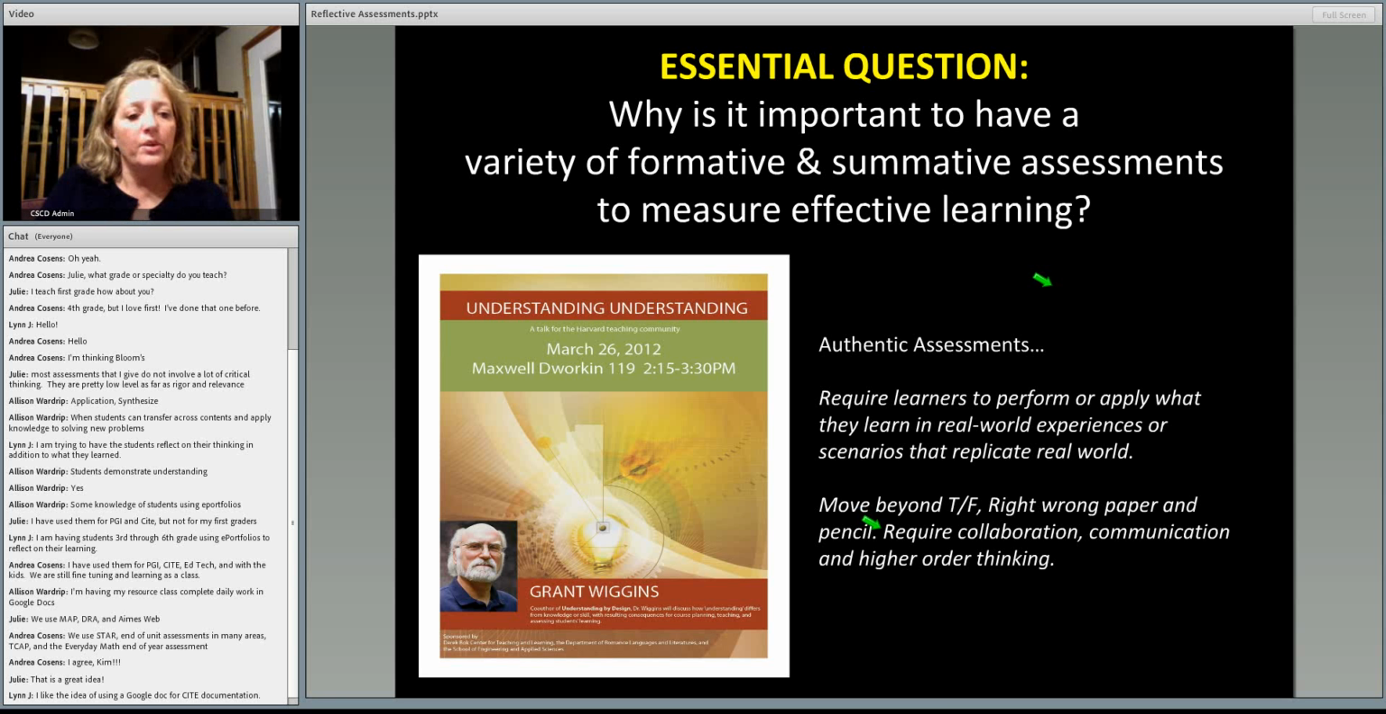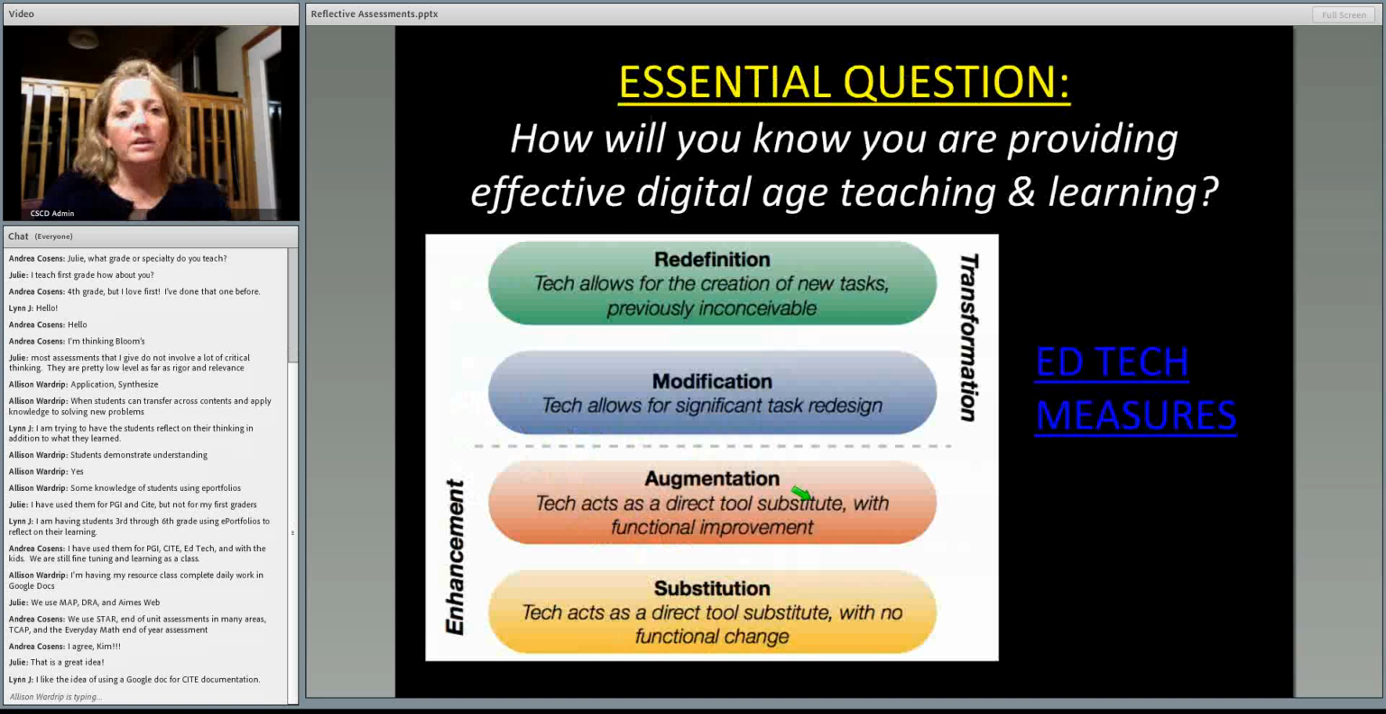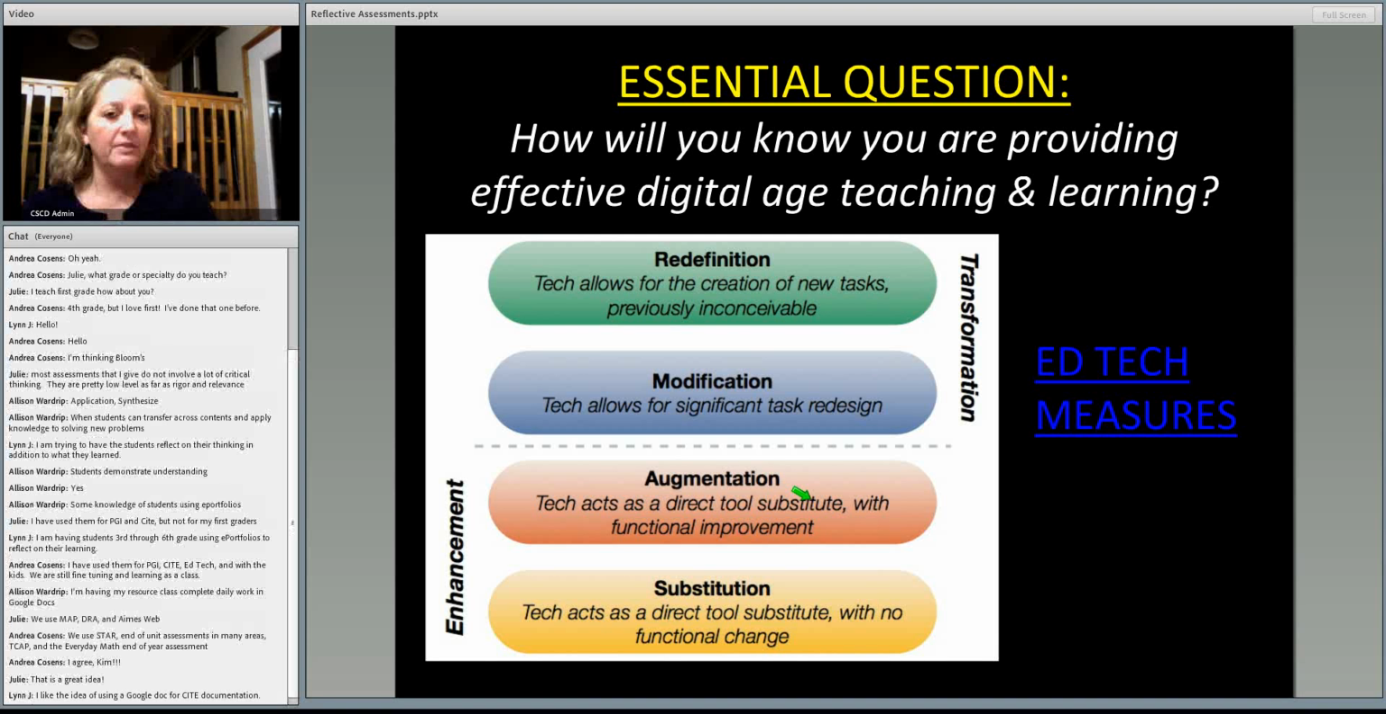So important to have a variety, because if all we use are the low-level true/false, we're only getting a snapshot of our students as what they remember and understand for that moment. We're not really going to see the learning over time and how sustainable it is. So let's look at an example of different measurements. How are we going to know that we are providing effective digital age teaching and learning? How are we going to measure that?